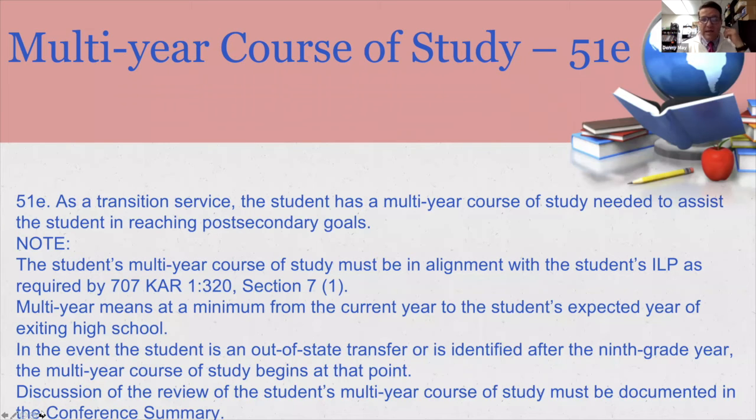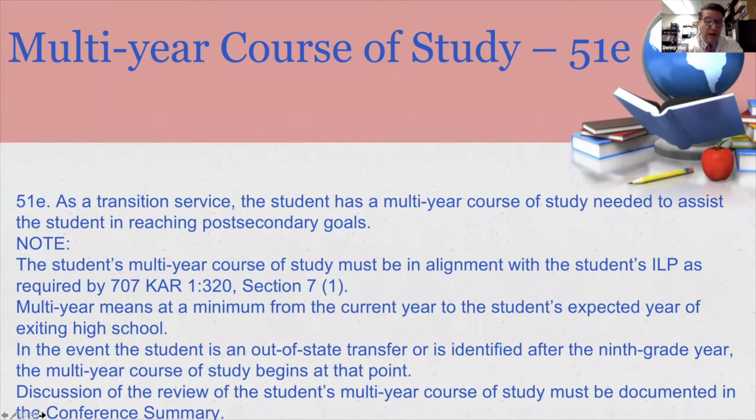Now, 51E says, as a transition service, the student has a multi-year course of study needed to assist the student in reaching the post-secondary goals, and that it must be in alignment with the student's ILP as required by law, the 707 KAR, which is administrative regulation in Kentucky. Multi-year means at minimum from the current year to the student's expected year of high school exit.